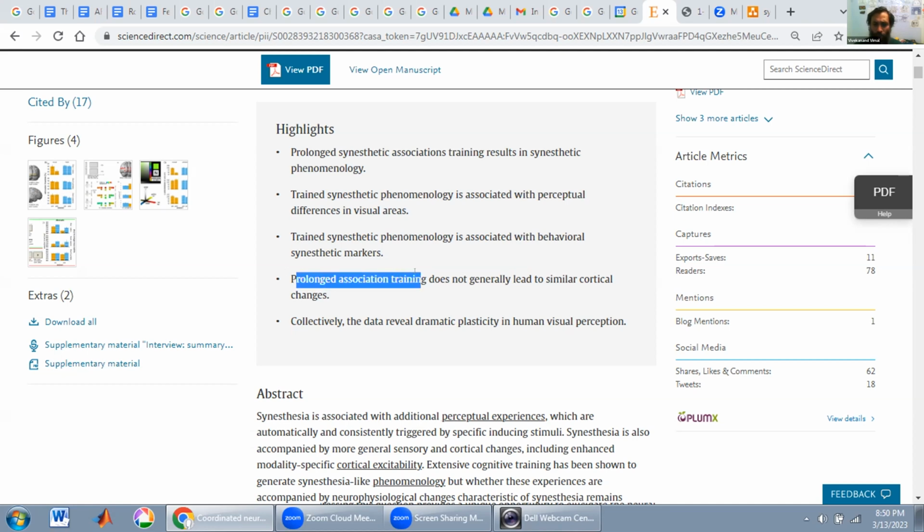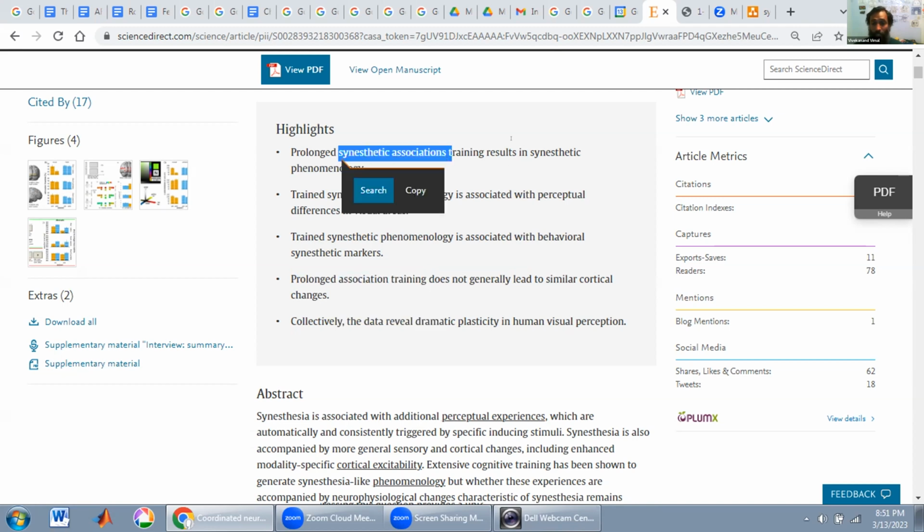So they also sort of contrasted. They said, okay, we're going to give a synesthesia type association, and then we'll also give a non-synesthesia association to see if there's a difference. And then they found that, yes, the synesthetic association really was activating visual areas, whereas this was not. And so that was sort of their finding.